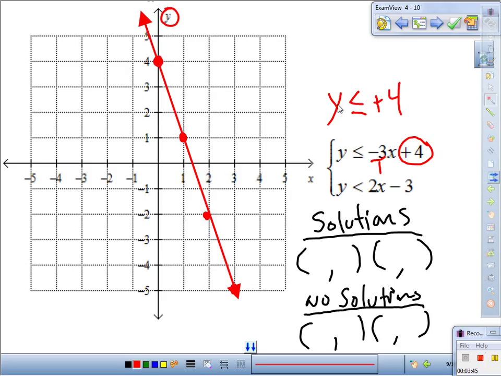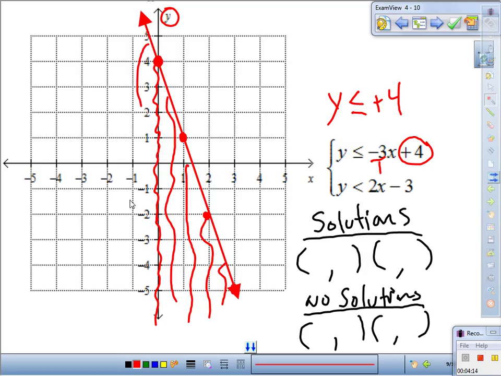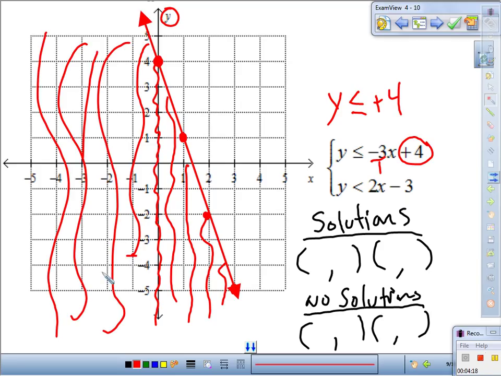But then it says y is less than 4. What numbers are less than 4 on the y-axis? 3, 2, and everything in between down here. Now look at that red line that we graphed. Where is this at? Underneath and to the left, or above and to the right? Underneath and to the left. So that means we're going to shade everything underneath and everything to the left of that line.